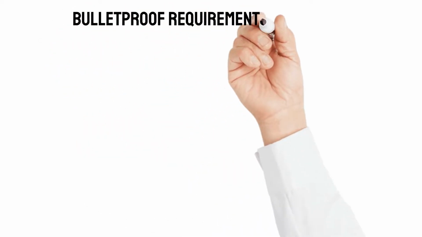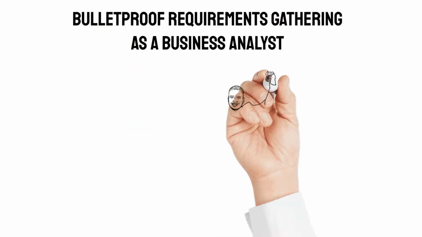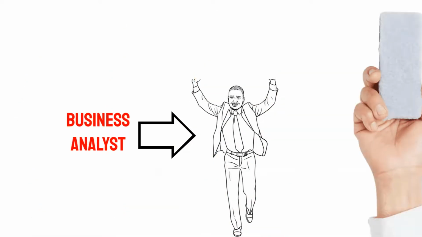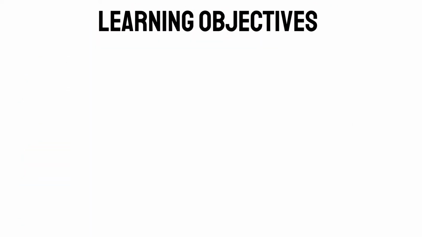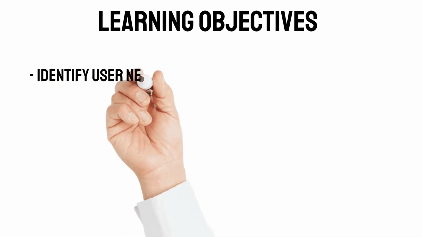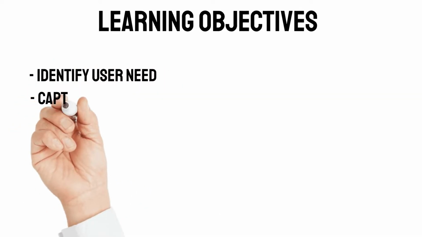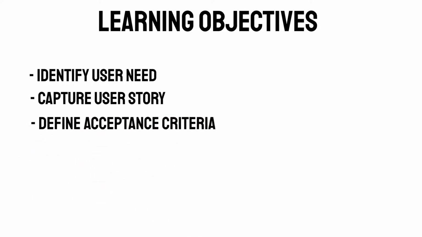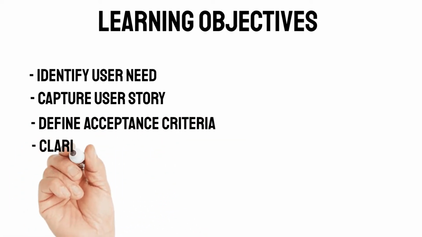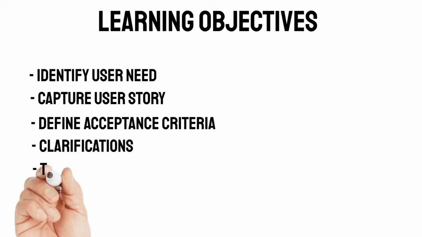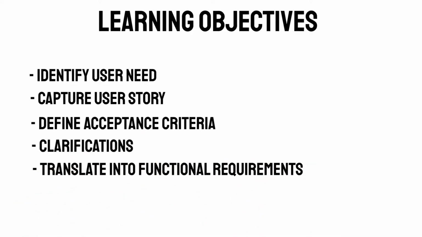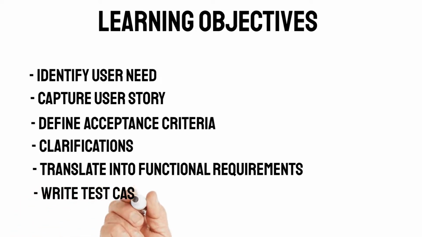In this video, I'm going to show you how to conduct requirements gathering as a business analyst with real-life examples. By the end of this video, you will have a good understanding of what is involved in identifying a user need, how to transform this user need into user stories, how to define acceptance criteria for these stories, how to clarify topics as a business analyst, then how to translate business requirements into functional requirements, and in the end, writing test cases for your requirements.